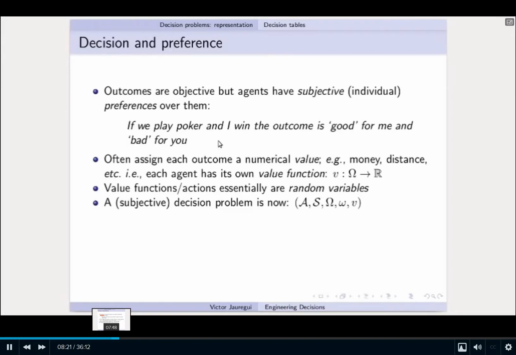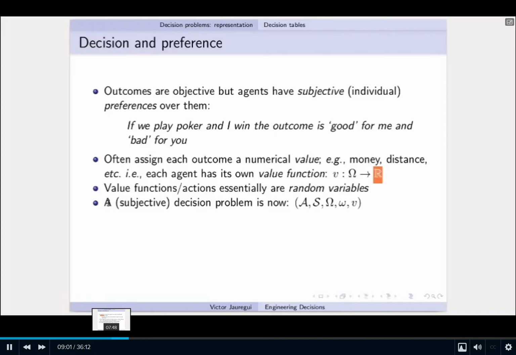So these values that we put on outcomes are not necessarily part of the structure of the problem. They're measured by the individuals that are involved, or the decision makers, and different decision makers will have different values. So the element we're introducing now is a way of assigning a value or a preference to an outcome. In other words, there is some value function that assigns to each outcome some real number, say, which is its value.